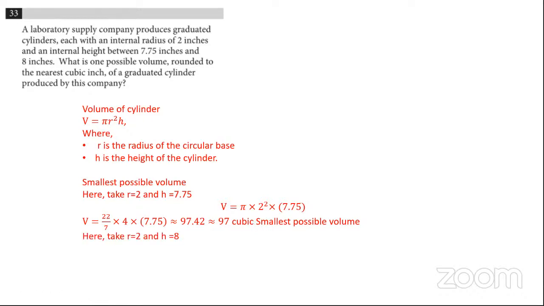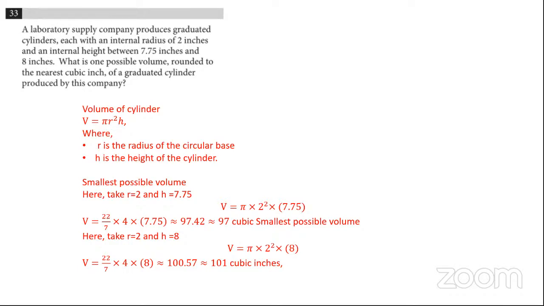Now, in order to find the largest possible volume, take R equal to 2 and H equal to 8. Then the volume will be pi R square, 2 square, H is 8. So it would be 22 by 7 into 4, that is 2 square, into 8. This will be around 100.57. And the nearest cubic inch to 100.57 will be 101.